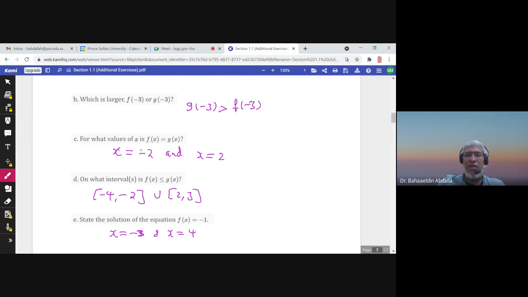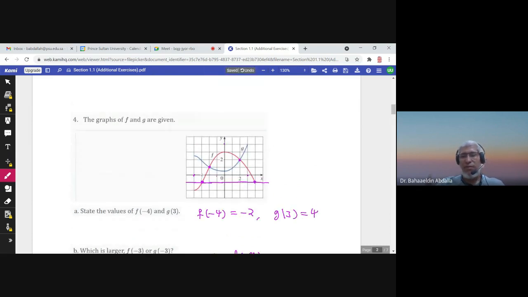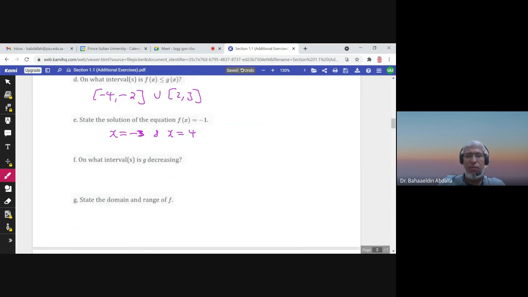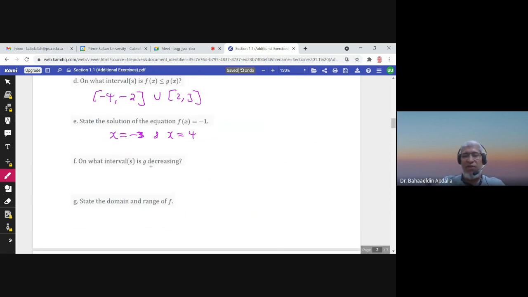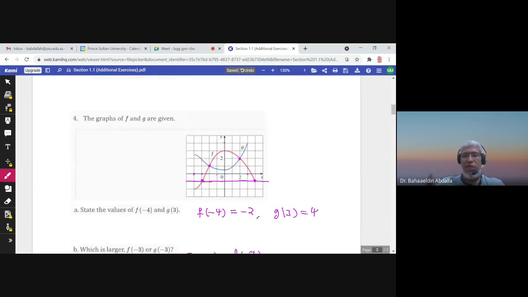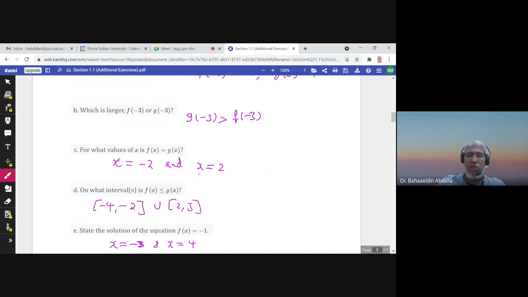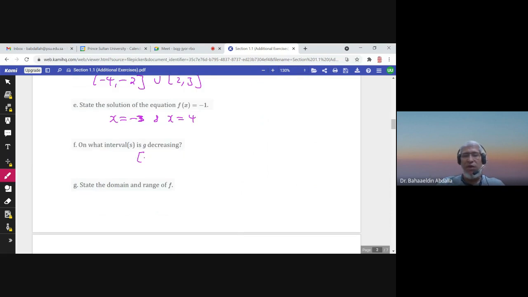When x is -3, f of x would be -1. And when x is 4, f of x would be -1. On what intervals is g decreasing? G is the blue. It is decreasing here from -4 to 0. So it's decreasing on the interval from -4 to 0.